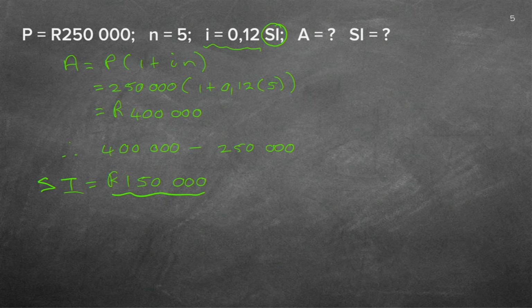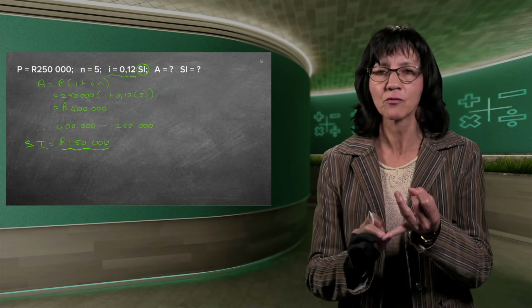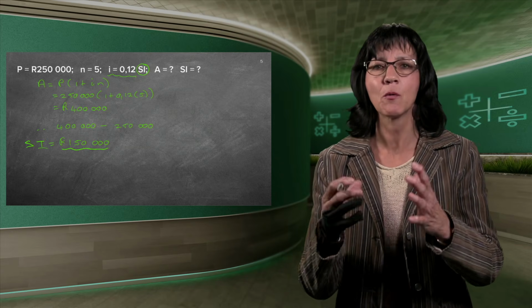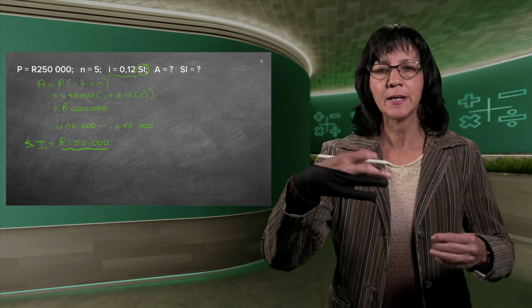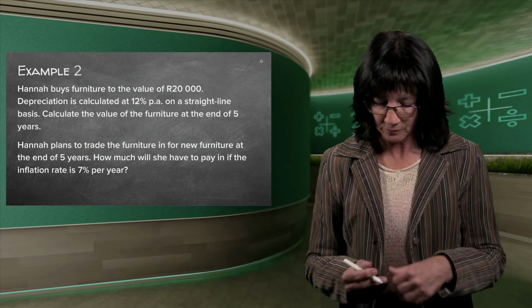This is an amount. It's not the interest rate. So there's 2 different ways they can ask interest. Either the interest rate, which is the I, or if they ask the simple interest itself, they want the amount of money that you paid extra over the 5 years. Good. Example 2.